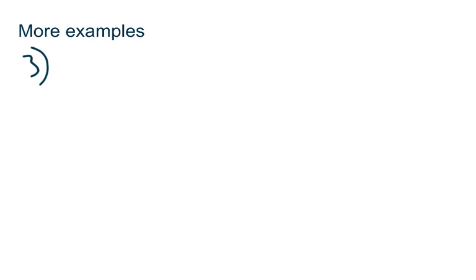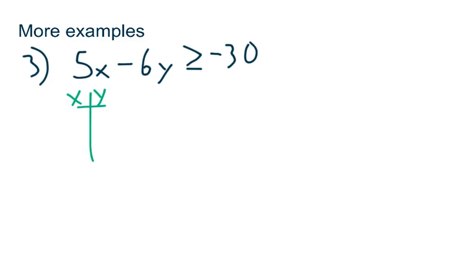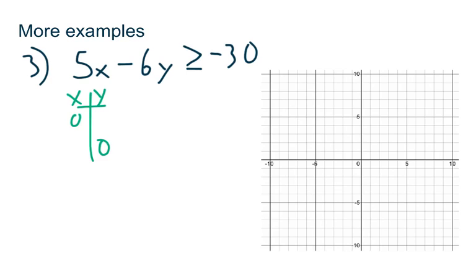So let's say we have something like 5x minus 6y is greater than or equal to negative 30. So here we could do a lot of work and try to figure out what this is in slope-intercept form, or we could just do this using the intercept method, x, y, 0, 0. And if I do that, if I let x equal 0, I have negative 6y is greater than or equal to negative 30. And so that means it's 5. And then if I let y be 0, x would have to be negative 6. Negative 6, 0, 5, 0.